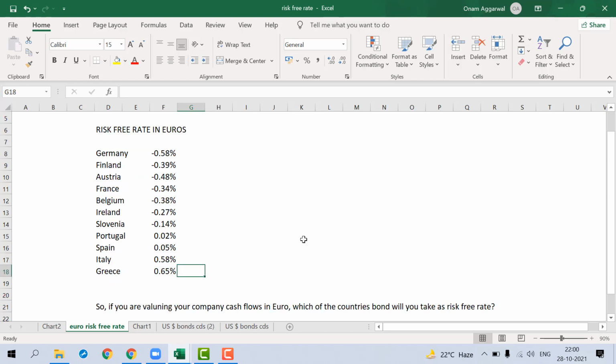Why? Because we are trying to find which country is the least risky out of all of these Euro bonds. And that is Germany, of course. And that is why, even if you are valuing a Greek company having Euro cash flows, you will not take the Greece risk-free rate. You will take the German risk-free rate.